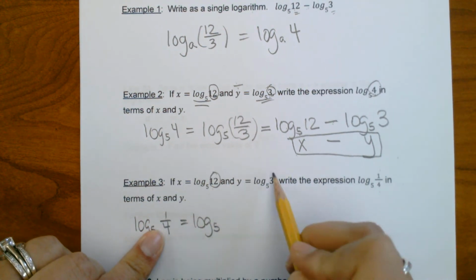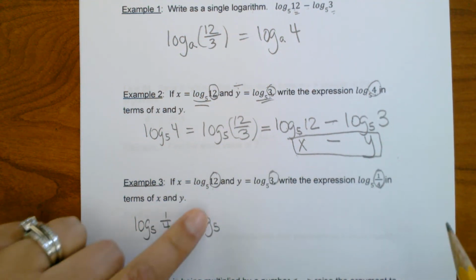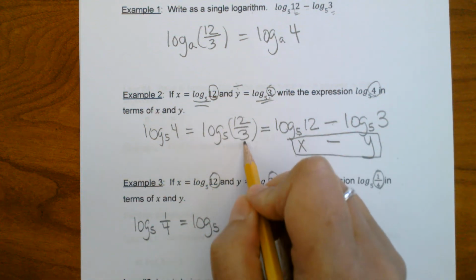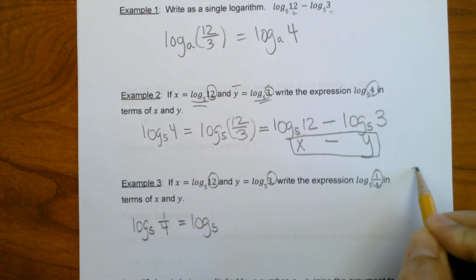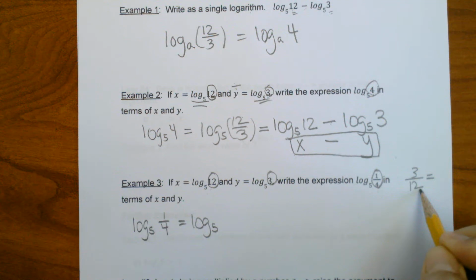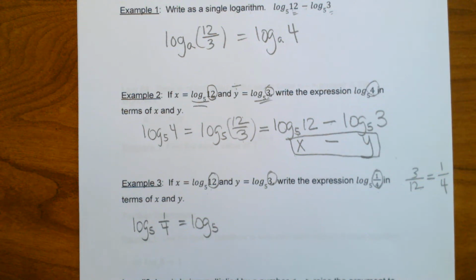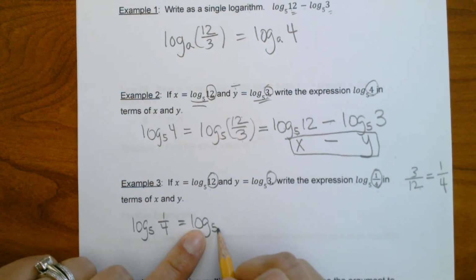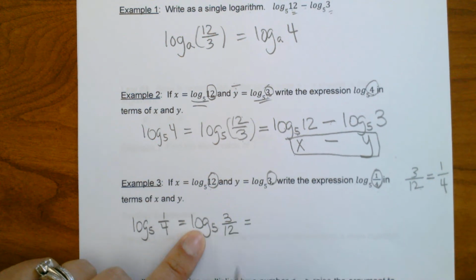So what did I do to these numbers to get to 1/4? Well, if I divide 12 by 3, we know that's going to give us 4. Well, what happens if I divide 3 by 12? And sometimes I like to do side work. Well, 3 divided by 12, if I reduce that fraction, 3 divided by 3 is 1, 12 divided by 3 is 4. Ooh, so I actually reversed it. So log base 5 of 3 over 12.